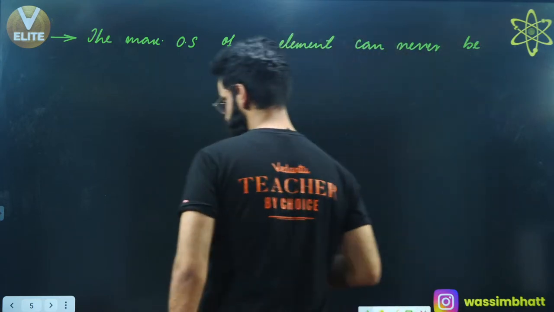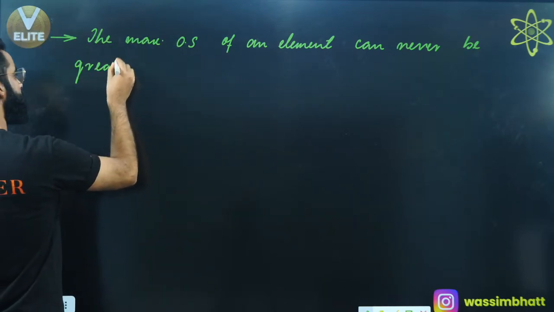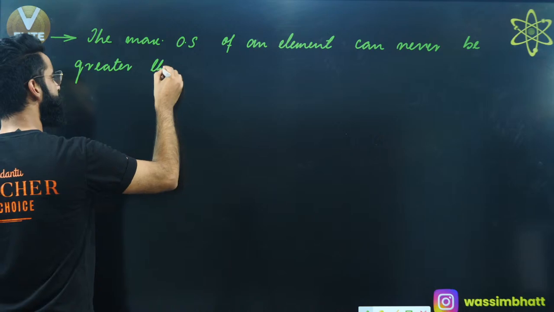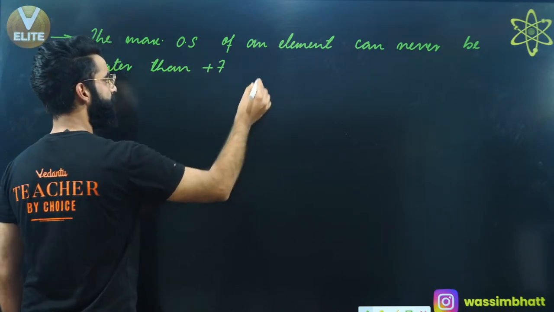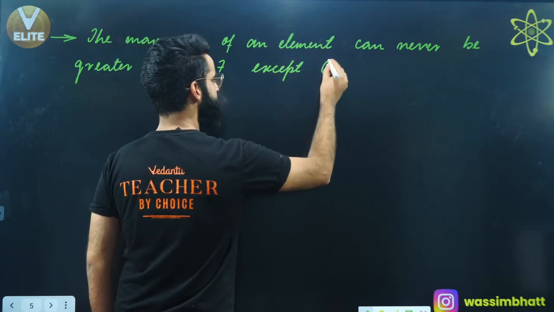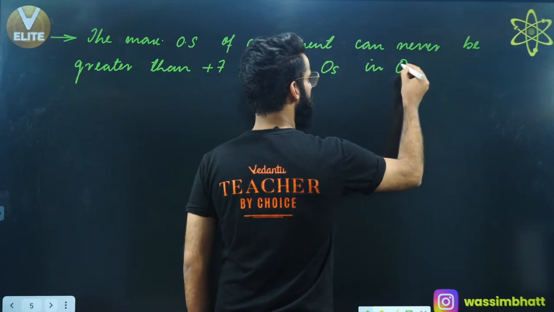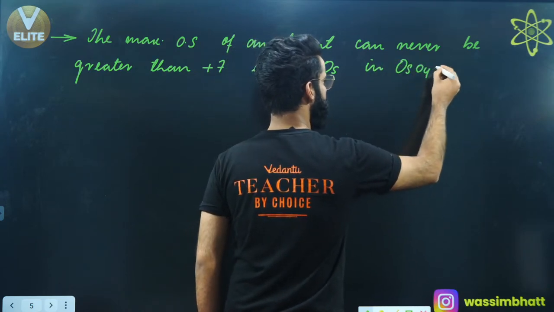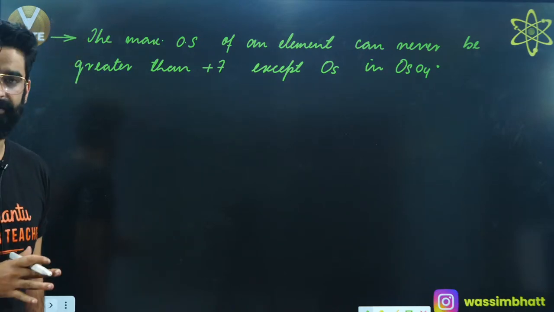can never be greater than plus 7, except osmium in OsO4. A very, very important statement, guys.